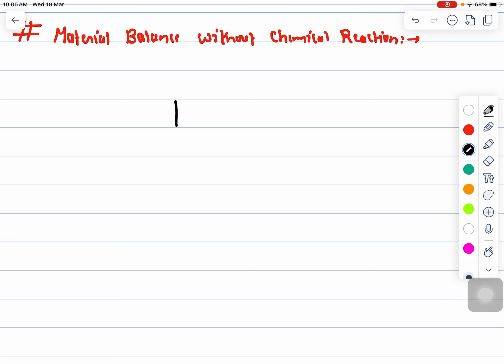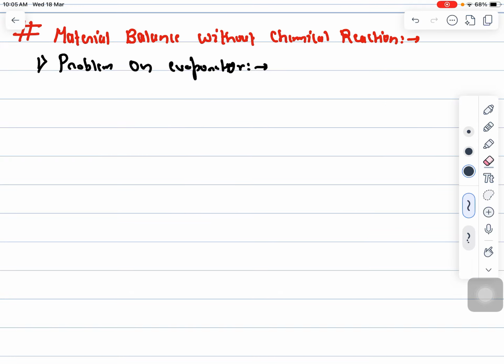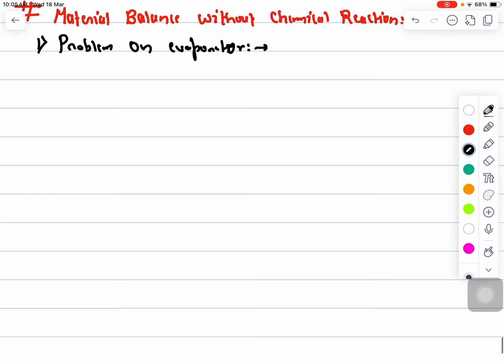The first problem I am going to discuss is on the evaporator. I won't be talking about the energy balance, only the material balance. In the energy balance section, I'll talk about the energy balance on the evaporator as well, which is also very important to calculate some important parameters for the evaporation unit.